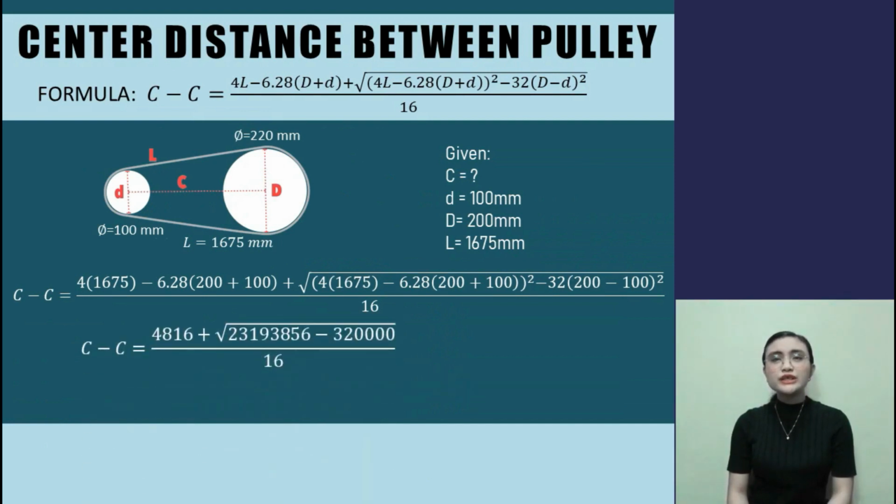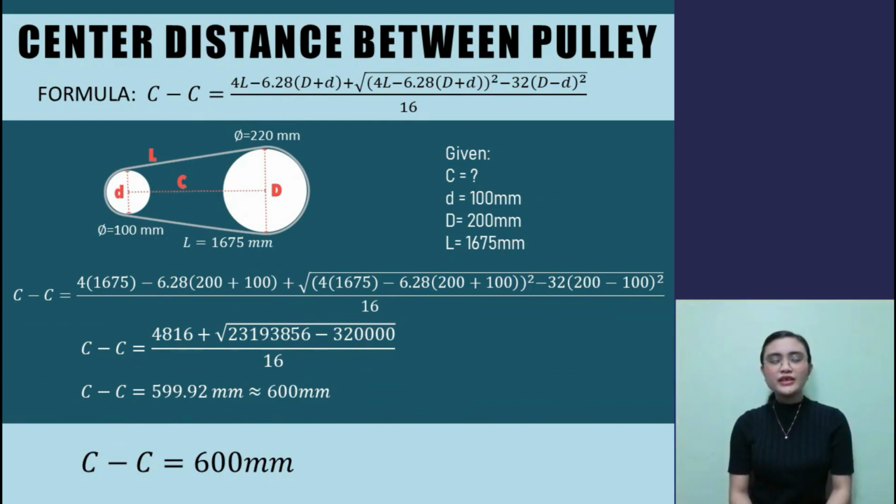So we would get 4,816 plus the square root of 23,193,856 minus 320,000, all over 16. So the CC is equal to 599.92, or approximately equal to 600 millimeters. So that's how you're going to solve the center to center distance of belt drive.